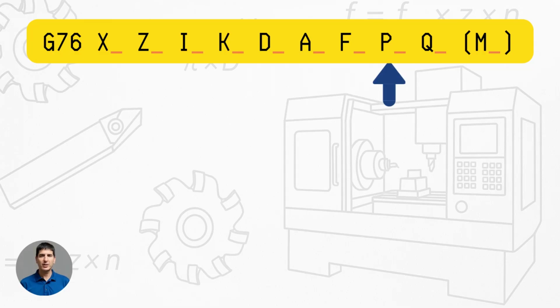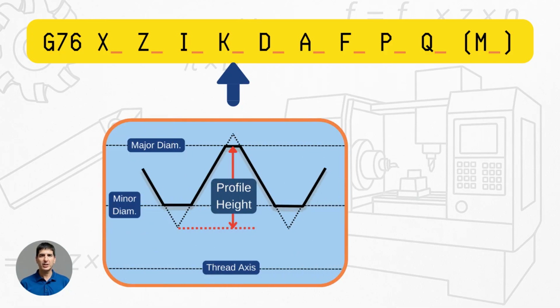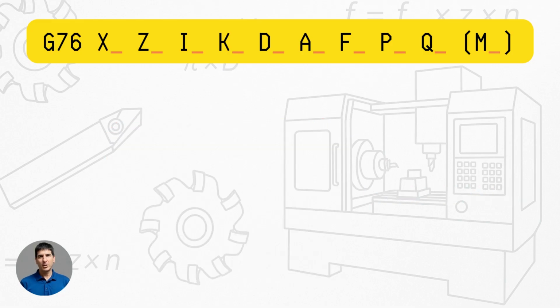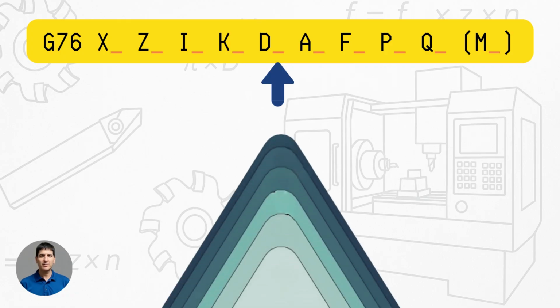Now, let's determine the thread height, which is parameter K. For external threads, it is measured from the flat or rounded crest, which is the major diameter, to the theoretical apex of the root. For 60-degree parallel threads, like standard metric and inch threads, this equals 0.61343 times the pitch. Determining the first cut depth, parameter D, involves 2 approaches.